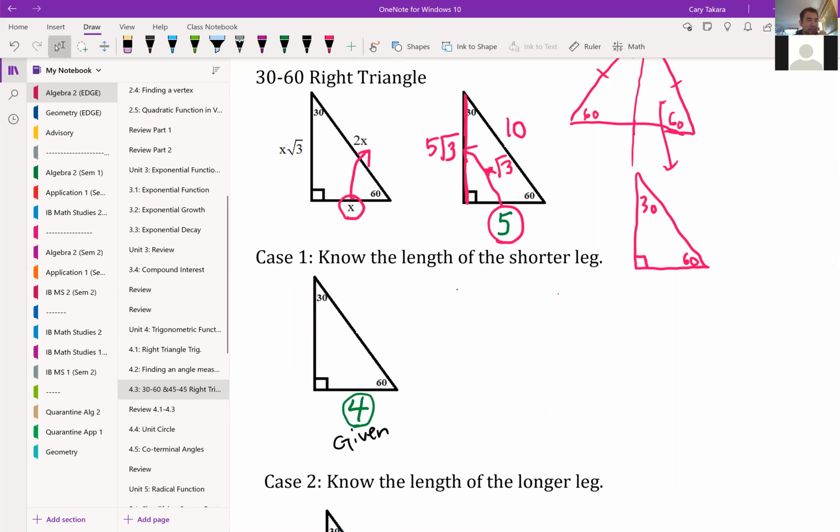The first case is that you know the shorter leg, like that one. So that side is 4. So this is a given to you. Okay. And your job is to figure out the other two sides. Okay. Are you guys with me? If you need more time to write this down, please just tell me. Direct message to me. Hey, I need more time. Please stop. I have a question. I don't get it.